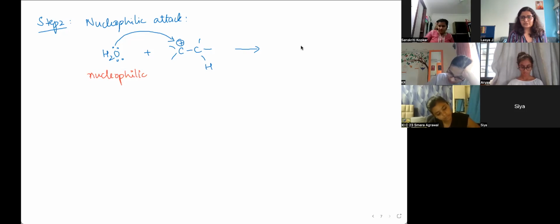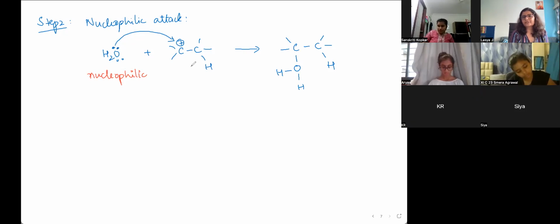So now all of this remains the same. Apart from these two, we have an oxygen attached here, which also has two hydrogens. And because it gave its lone pair of electrons away, the oxygen has a positive charge. So which brings us to step 3, just deprotonation.